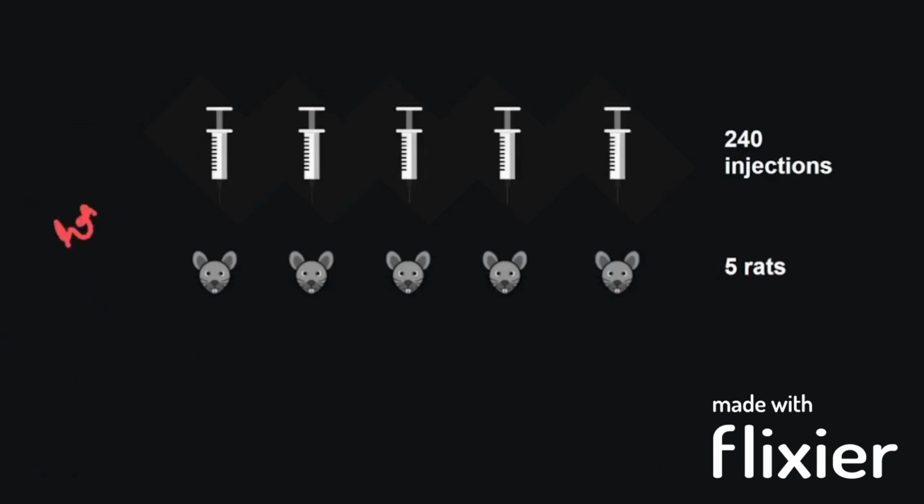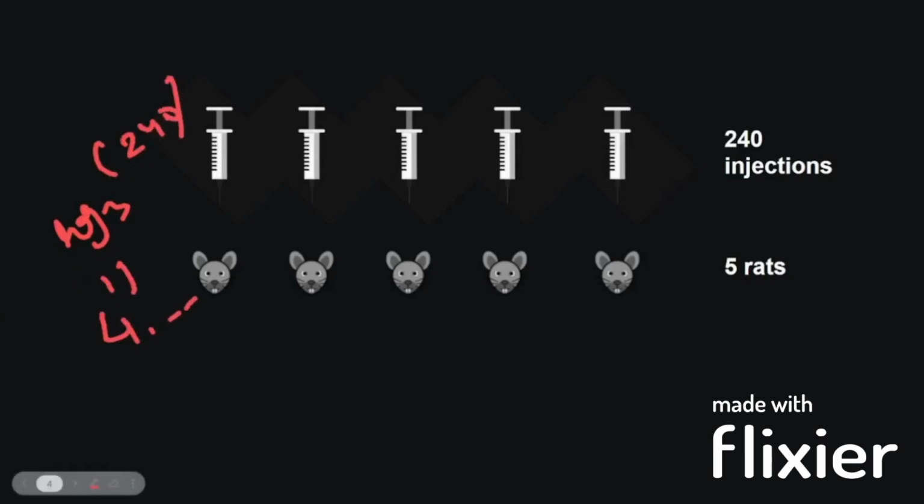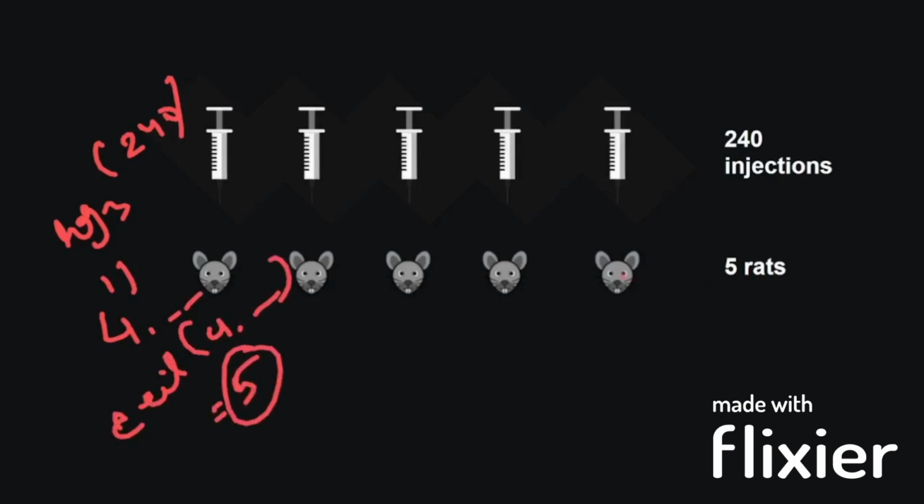So if we get the log base 3 value of 240, we can know how many digits are required to assign all these values to them. So since we are getting log base 3 of 240 as 5, our number of rats required will be 5 and we'll get the correct answer.